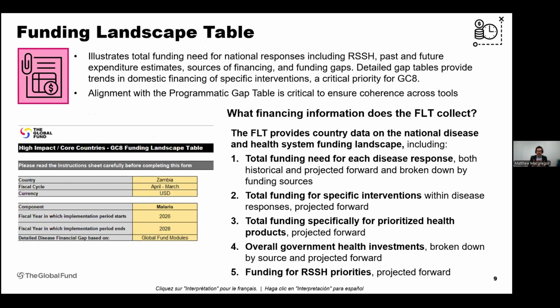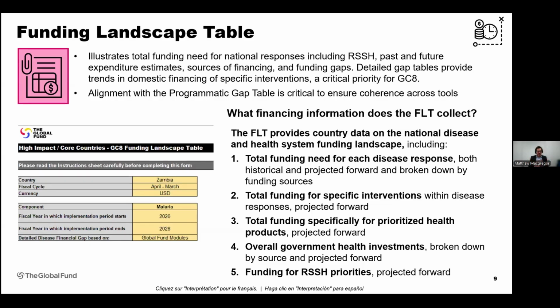It's also really critical as we use this in GC8 to think about how we use it with the programmatic gap table that my colleague Yura is going to talk about in a little bit, because they work together to really help us understand how we are reaching the programmatic targets and how we are financing our ability to reach those targets. So what does the financing information collect? What does the FLT collect?